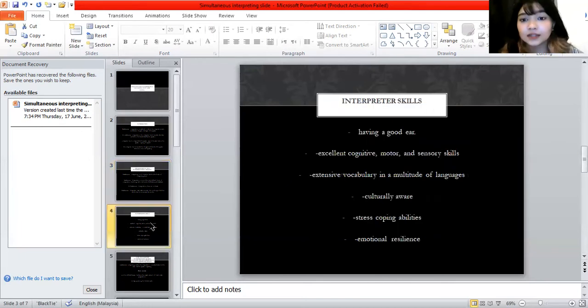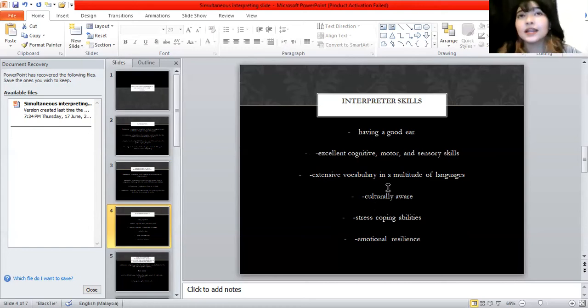Okay. The next is the interpreter skills. Having a good ear means that they must listen carefully to what the speaker says. Sometimes the speaker can be slow and not clear. But this is what having a good ear means, which is that you have to be alert all the time. And the next is excellent cognitive, motor, and sensory skills, and extensive vocabulary in a multitude of languages.